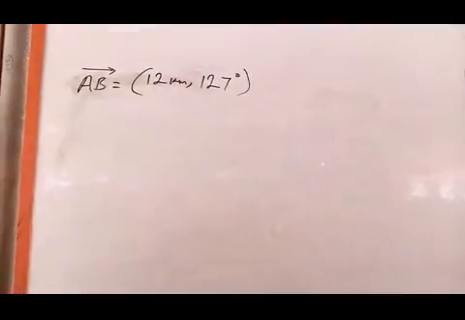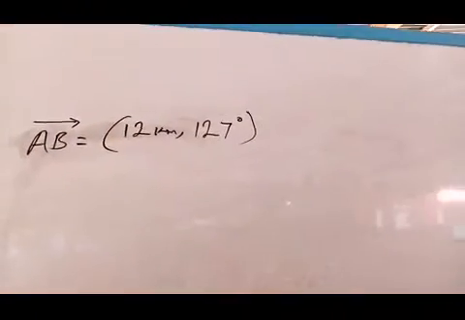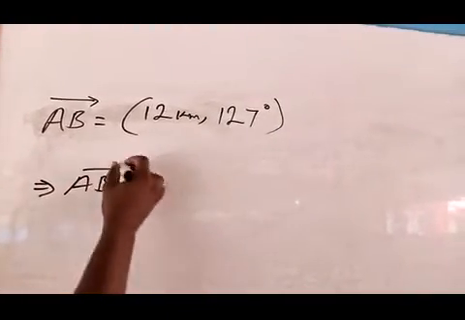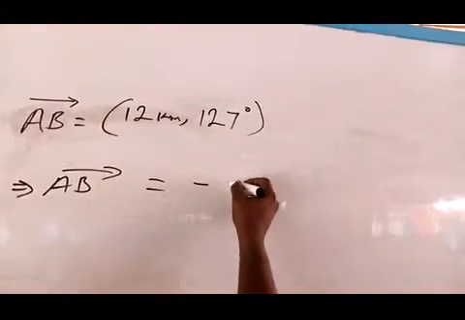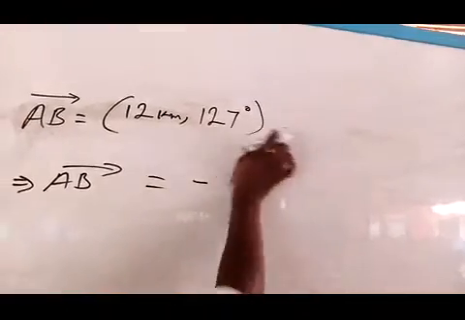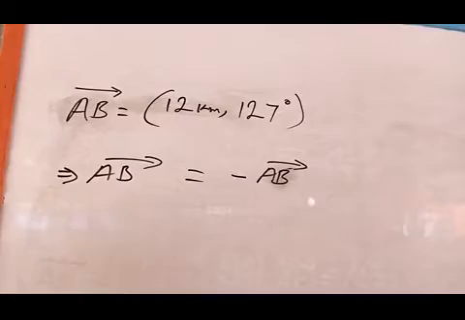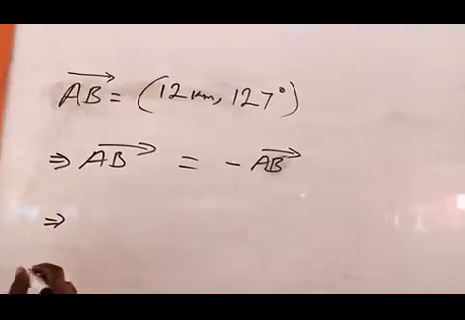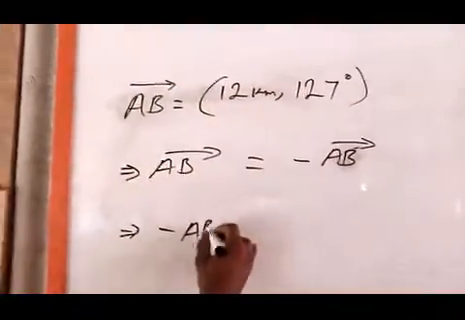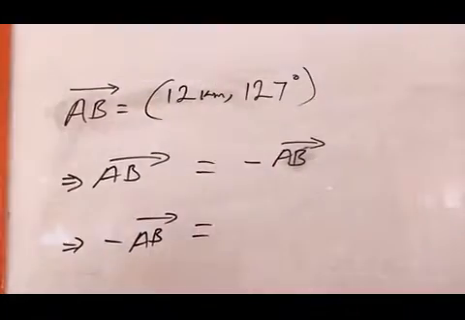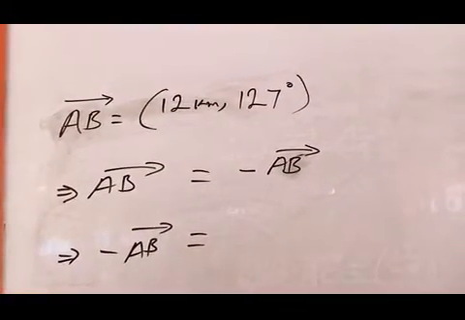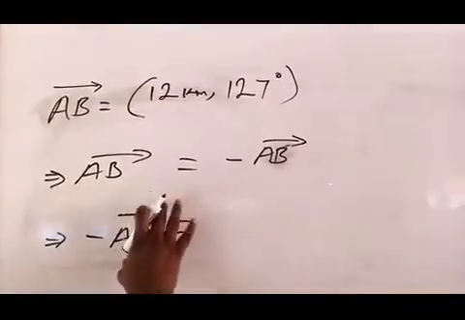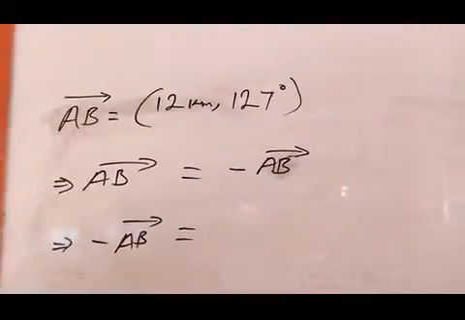So if you want to get the negative of it, or the inverse of it, it simply means that the inverse of AB is supposed to be written as minus AB. All right, minus AB. Are you getting it? It means we are supposed to get the minus of the magnitude bearing form. Are you okay?